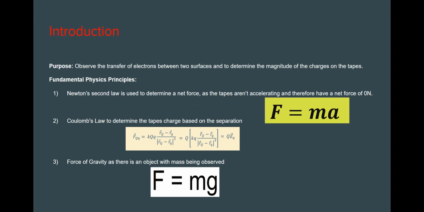The fundamental principles being used in this lab are Newton's second law, as it can be used to determine the net force of the tapes, in this case being 0 newtons. Then Coulomb's law can be used to determine the charge itself based on the separation between the tapes. Finally, the equation for gravity can be used as the experiment deals with objects with mass, so it cannot be ignored.